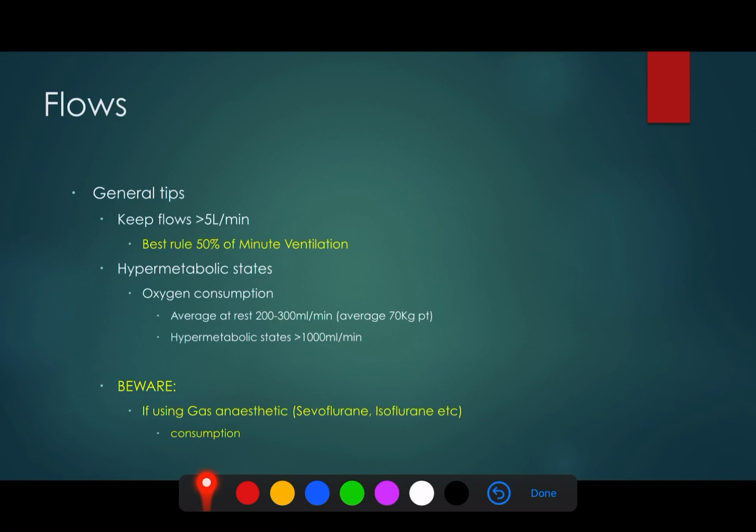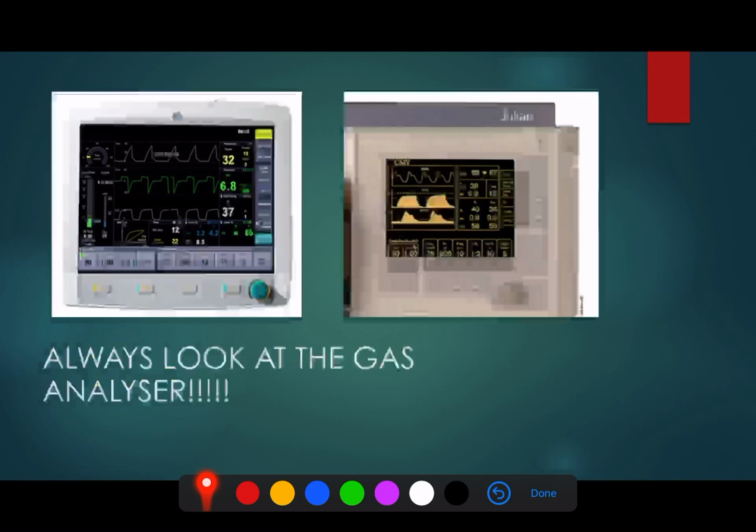Now, in terms of the amount of gas that you use in an anaesthetic machine, I would suggest always keeping the flows above 5 litres per minute. So just to go back, here is the flow rate that we're setting. And here, because this is an anaesthetic that they're providing, they're using a low flow, so only 1 litre per minute. Change this value to 5 at least in patients.